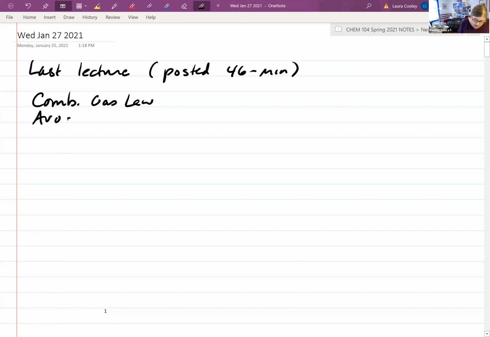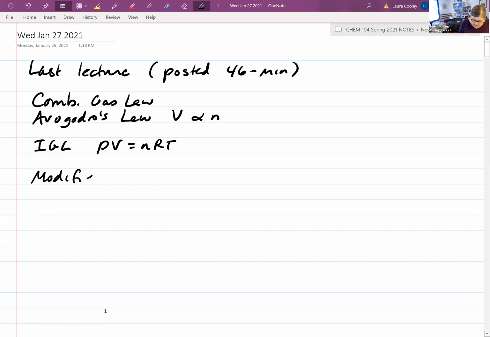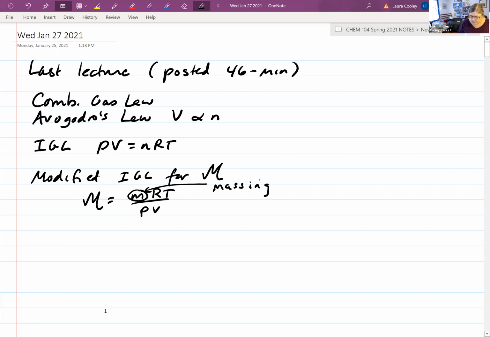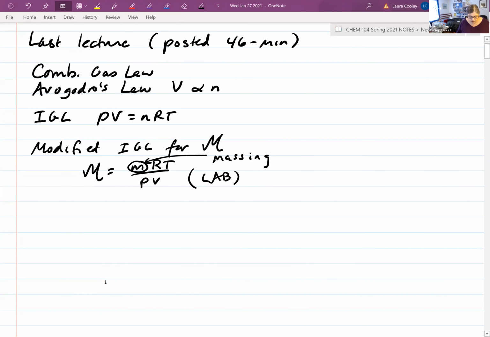We talked about Avogadro's law, how volume is proportional to moles. I told you about the ideal gas law. And also we modified it for figuring out molar mass. So we got the equation M equals mRT over PV, where this is now the mass in grams. And this is something that you use in the laboratory. So you'll be very familiar with that. You either are from yesterday or you will be tomorrow.